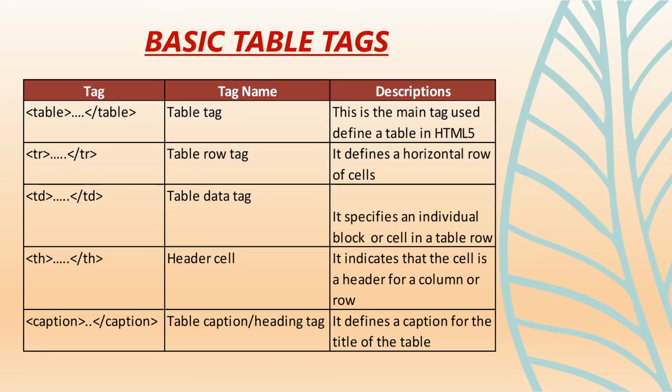So, the basic table tags. The main tag of the table is the table tag, and TR creates the table row. TD is the table data tag, which specifies the individual block of the cell. TH is the header cell, and caption is the table caption or heading. It defines the caption for the title of the table.